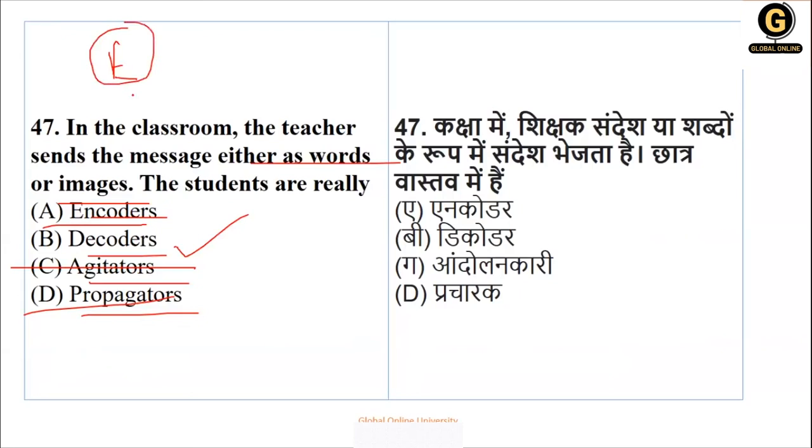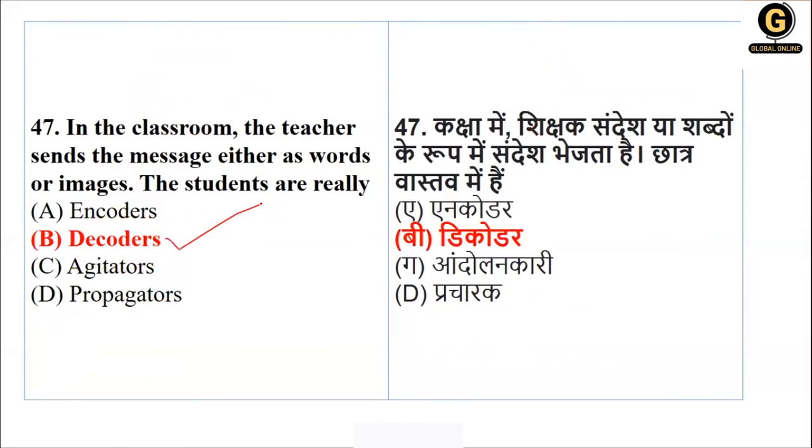In the communication process, the one who sends the message, the sender, is an encoder, and the receiver is the decoder. तो teacher send कर रही है message, तो teacher है encoder, students receive it, irrespective of whether it is verbal or non-verbal. आपको confuse करने के लिए उन्होंने words डाले हैं, but students होंगे decoder. So your right option is option number B.